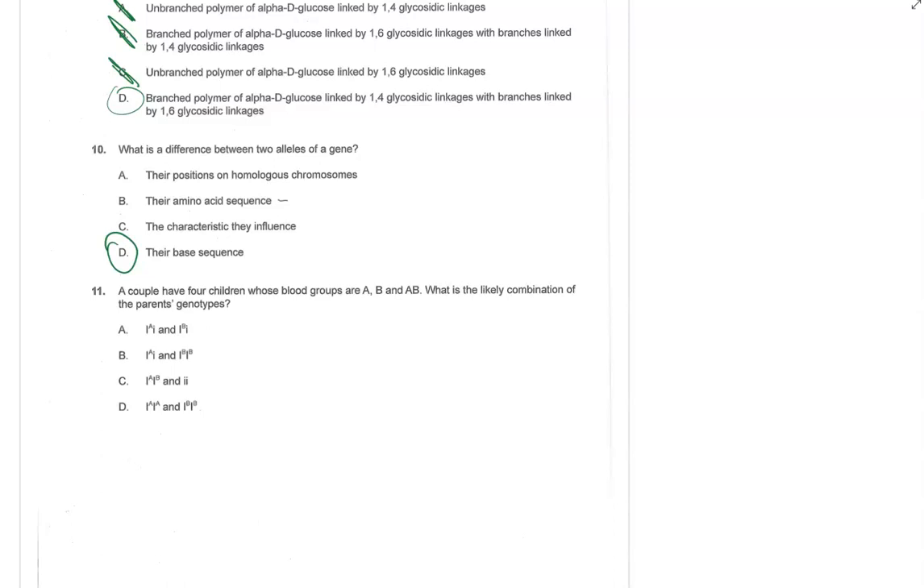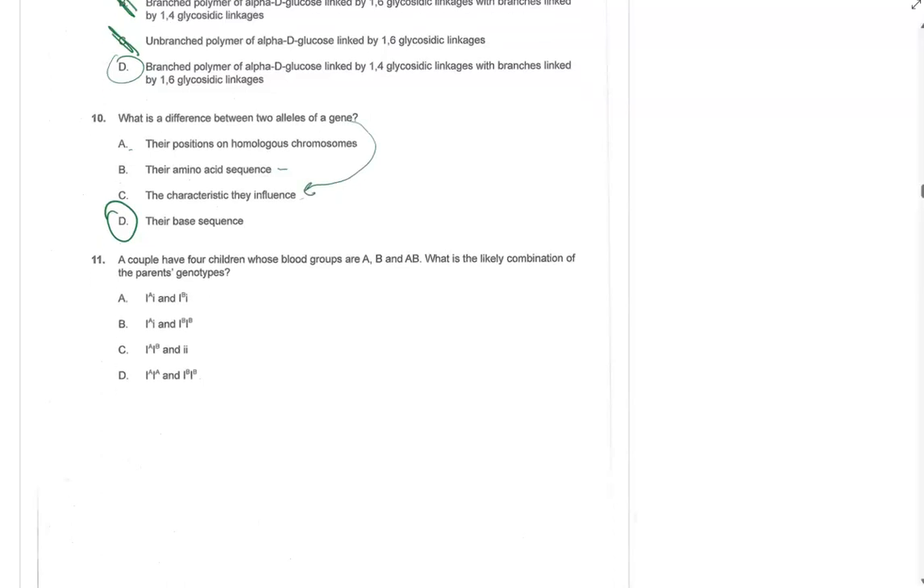Amino acid sequence, it would lead to a change in amino acid sequence, but that's not on the allele. They've got the same position on the homologous chromosome, and the characteristic they influence is the same because the gene is the characteristic that they influence, so it's got to be the base sequence.